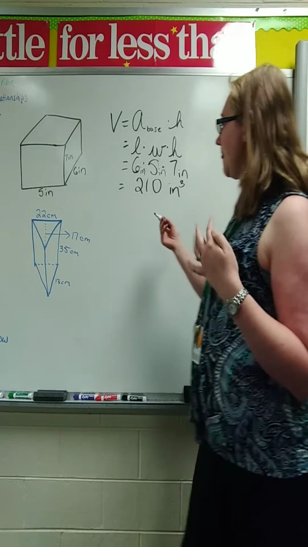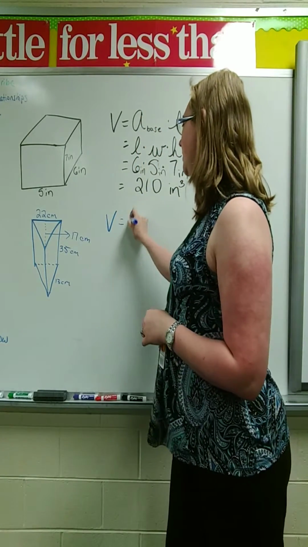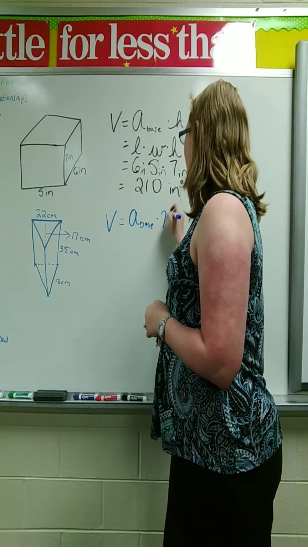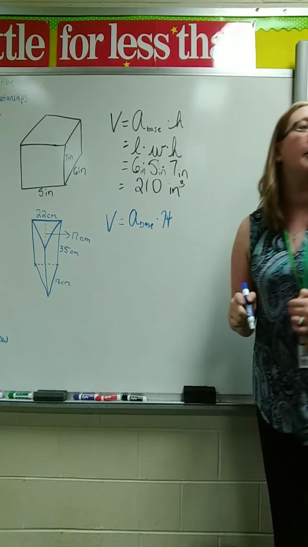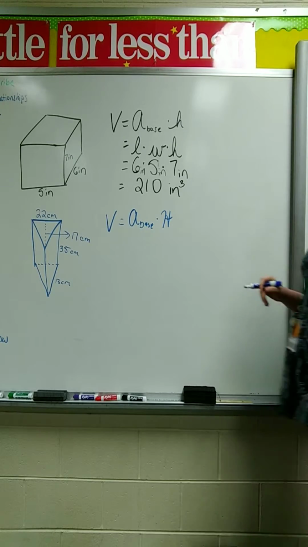So, we're going to start out with our same volume formula, where the volume is equal to the area of the base times the height. And I'm going to make the height a capital letter H this time for a specific reason, because H stands for height.